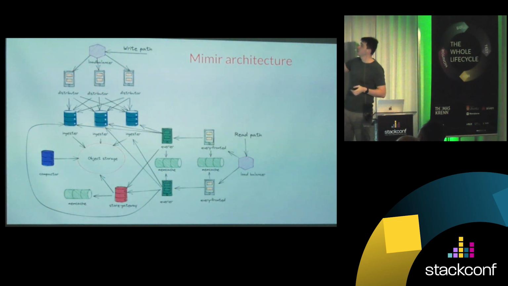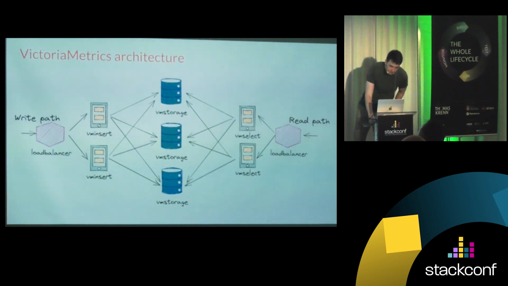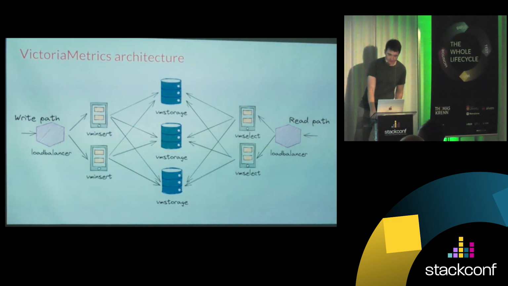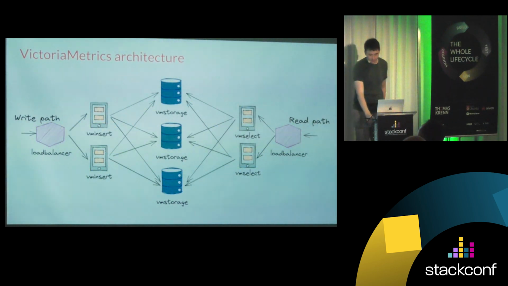So here you have the Mimir architecture, which is still not very simple because it contains like 7 or 8 different interconnected components. And then you have the VictoriaMetrics architecture, which consists of only 3 components. And I believe it is easier to understand what's happening here. Like, you have an ingestion path, a select path, that's all.